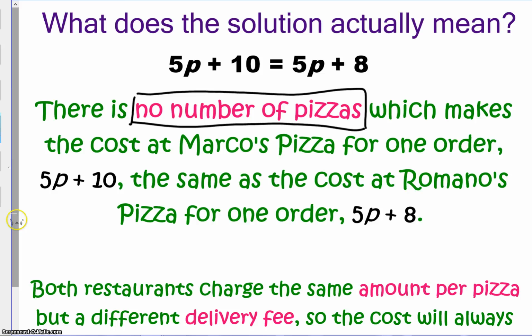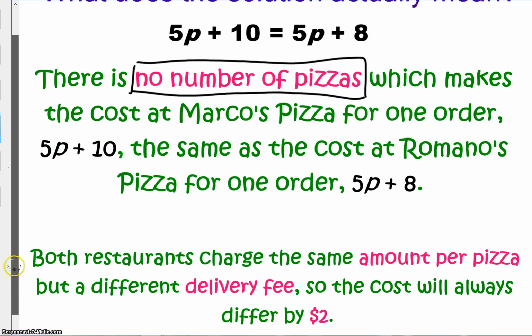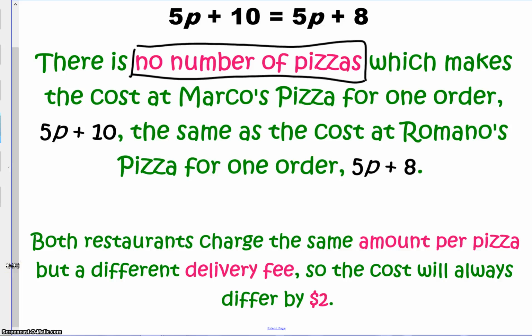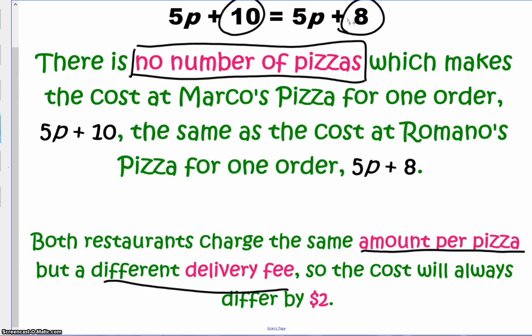And you can tell that because you had two different numbers on each side of the equal sign. Both restaurants charge the same amount for the pizza but different delivery fees, so the cost will always differ by $2 because one charges 10 and one charges 8.